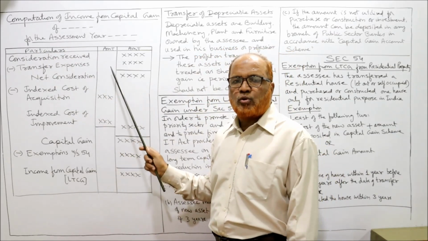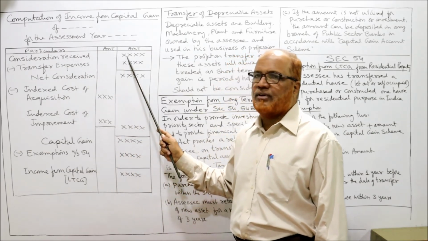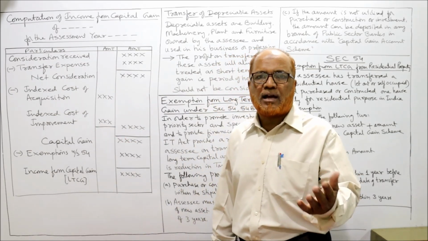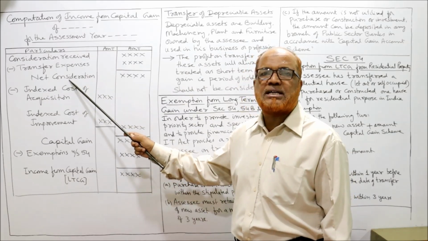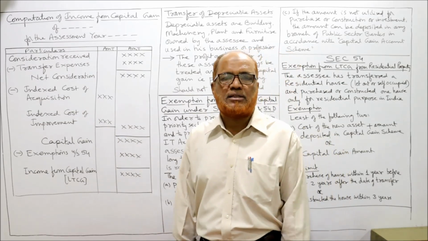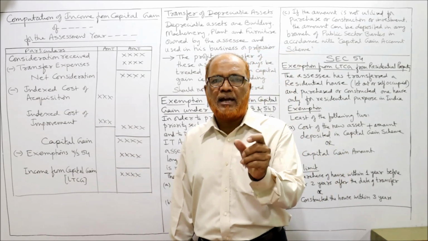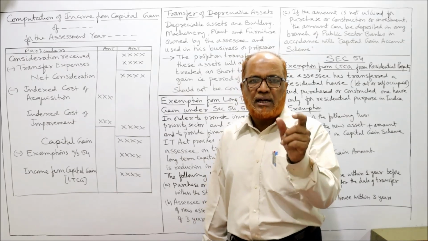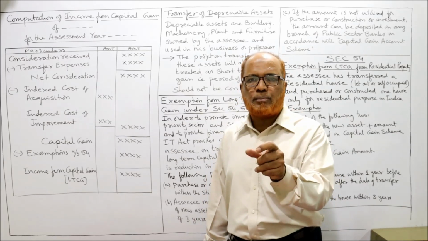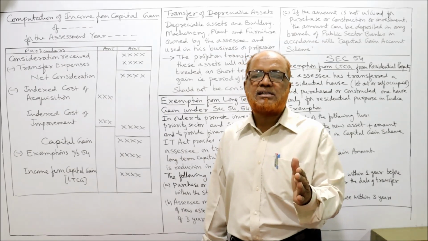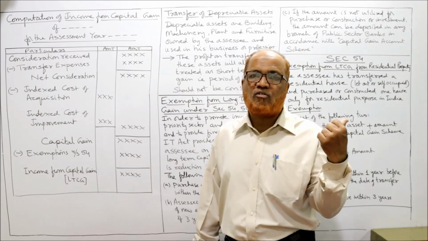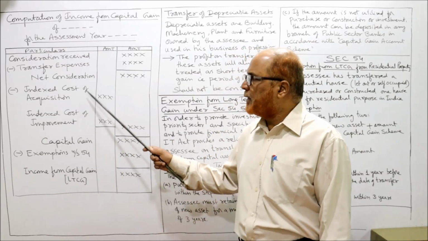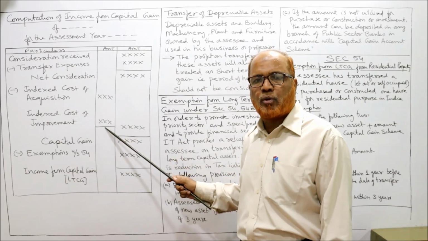Now, the computation consists of 2 columns, at the extreme right hand side. Consideration received, first we should take. From consideration received, we deduct transfer expenses or selling expenses like commission, brokerage, etc. Deduct it, and we get the net consideration. From this net consideration, we deduct 2 items: indexed cost of acquisition and indexed cost of improvement. Already I explained earlier how to calculate the indexed cost of acquisition. Take the actual cost of acquisition into the index number of the current previous year, which is 280, divided by the index number of the year of purchase. Like this we can calculate indexed cost of acquisition and indexed cost of improvement.